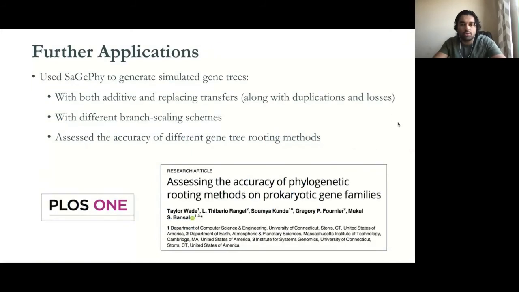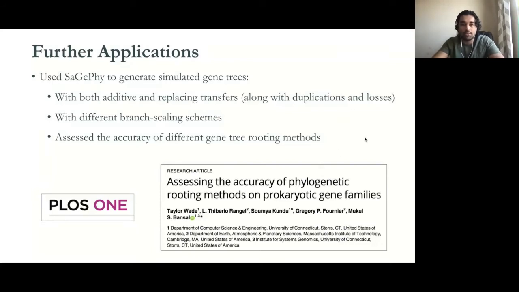And going further, this SaGePhy method has also been used in published research from our lab to generate simulated gene trees with both additive and replacing transfers, along with the other evolutionary events, and with different branch scaling schemes to then assess the accuracy of different gene tree rooting methods, which is also one of the problems in this field: given a gene tree, how do you root that specific gene tree, or essentially, where in that unrooted tree that you construct from a given set of sequences is the common ancestor of all these different leaves of the tree, and in which direction would time be oriented in the evolutionary history of an unrooted gene tree.